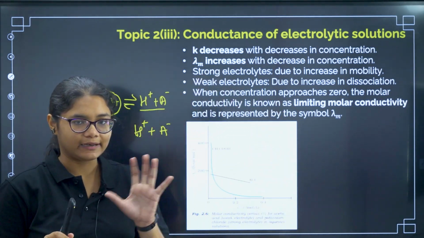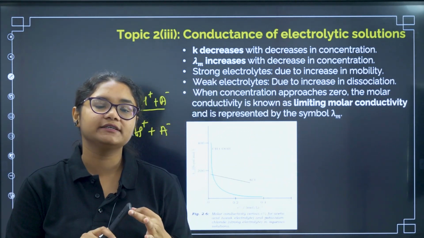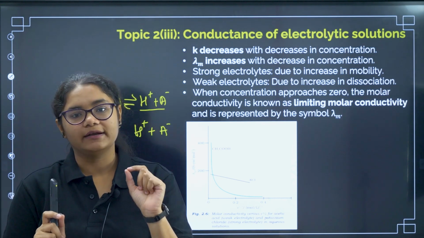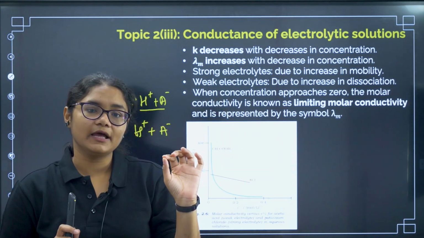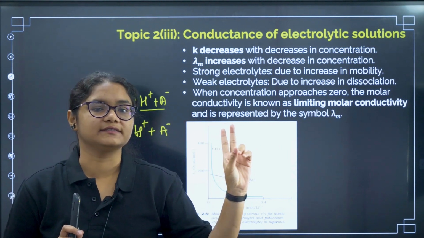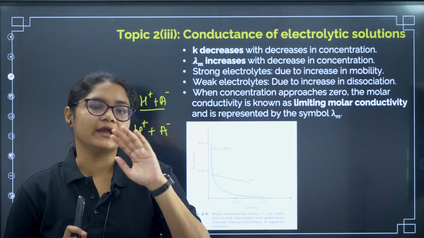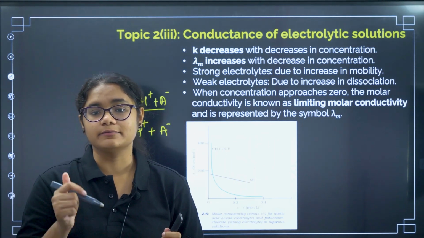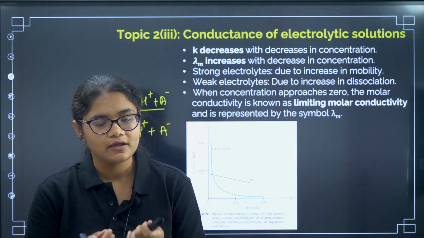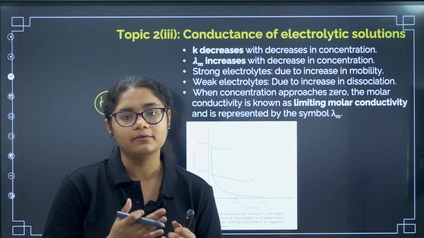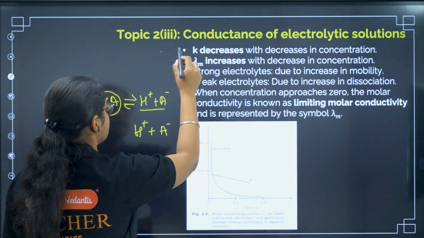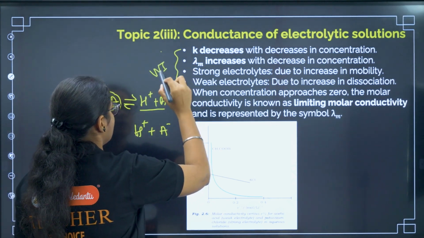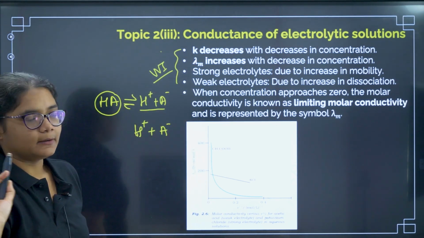So let us quickly recap these points. First, the kappa value will decrease on decreasing concentration. Lambda m value will increase on decreasing the concentration. Now why does it increase in strong electrolytes? Because of increase in mobility. Why does it increase in weak electrolytes? Because of increase in dissociation. So these 4 points are very, very important. Please note them down, highlight them and keep them.